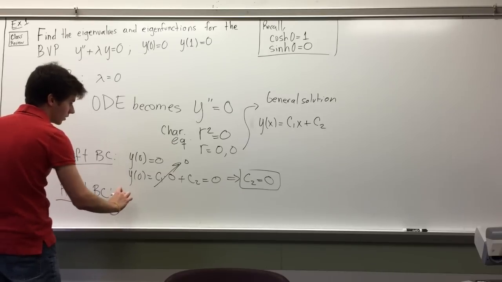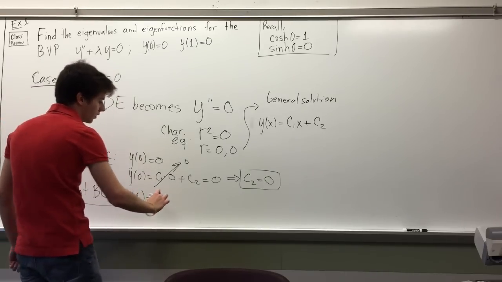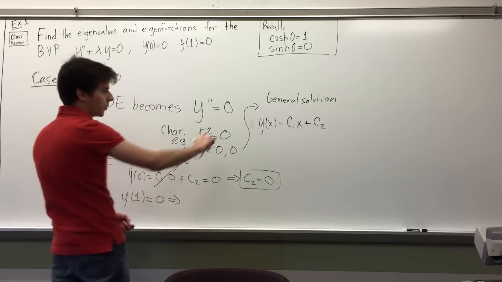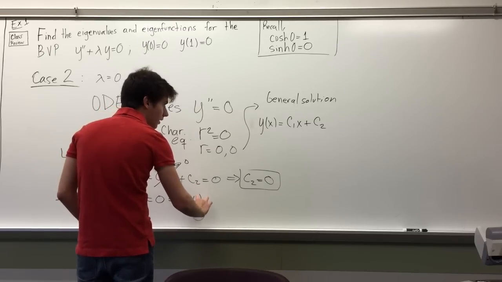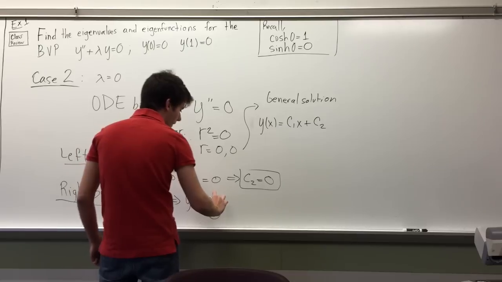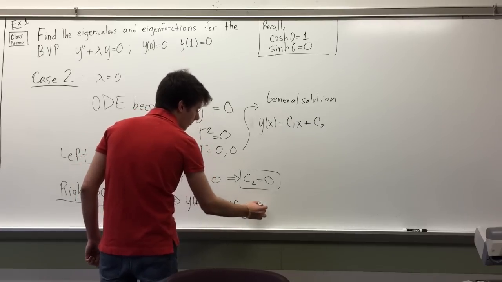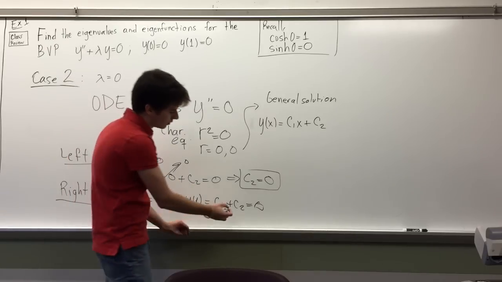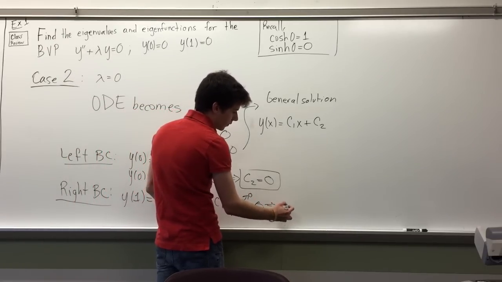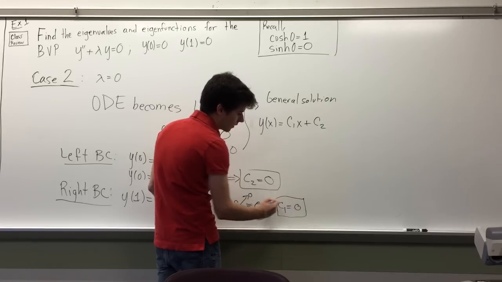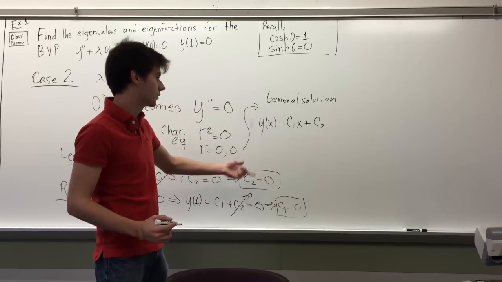Our right boundary condition: we have that y of 1 is equal to 0. Therefore, when we plug in 1 here, y of 1 is equal to c1 plus c2 is equal to 0. And since we know that c2 is equal to 0, this term vanishes and we're left with c1 is equal to 0. Here again we have c1 is equal to c2 is equal to 0.